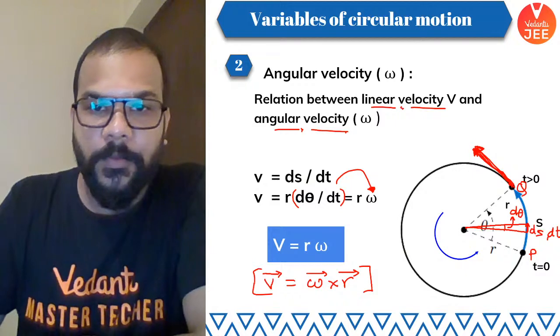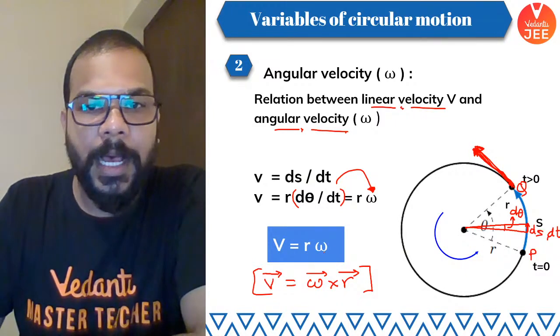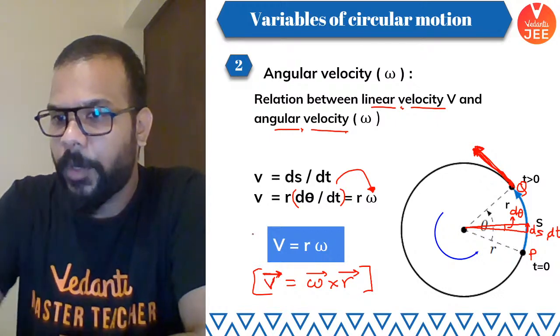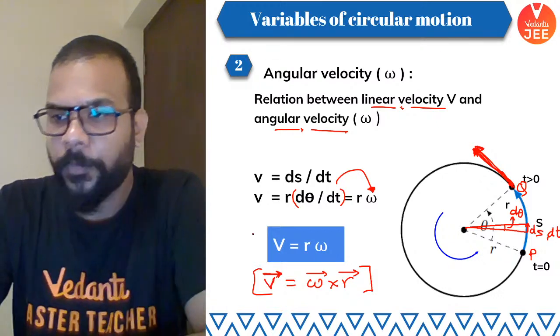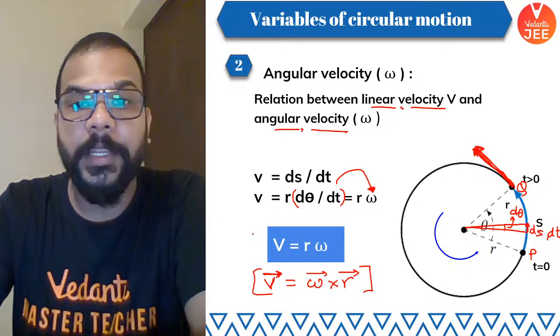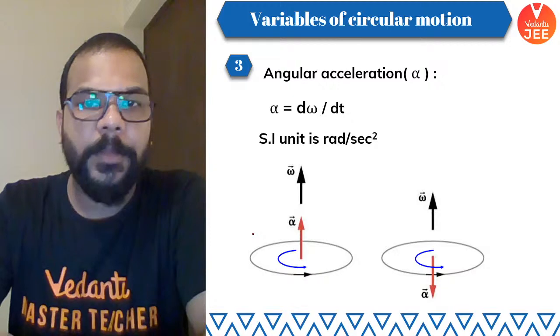So remember, v will be magnitude-wise omega r or r omega, and vectorially it will be omega cross r. Remember that. Okay guys, v is not the resultant velocity, v is the linear velocity of the body at a given instant. Remember the relation.